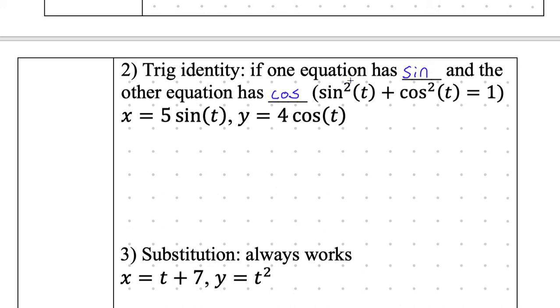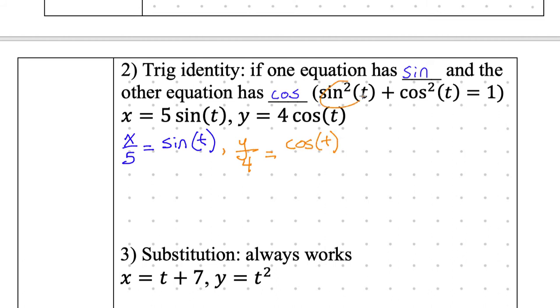So I want to kind of set up this problem. I'm looking for sine squared and cosine squared. So I'm going to build this function isolating the sine, isolating the cosine. If I isolate the sine, I'm really dividing both sides by 5. So I have x over 5 is equal to sine of t. And I'll do this in a different color to make it stand out a little bit. y divided by 4 is equal to cosine of t.